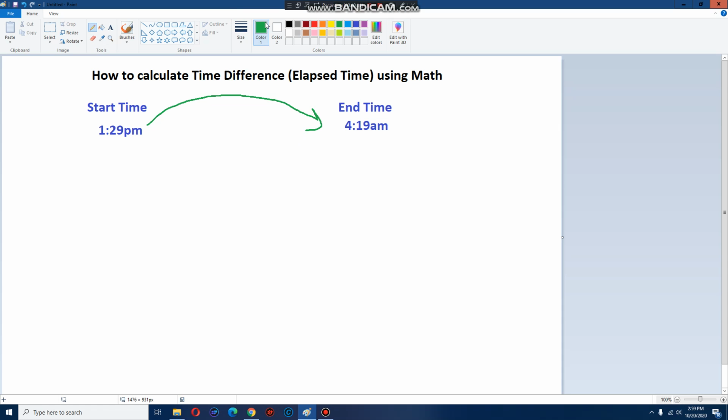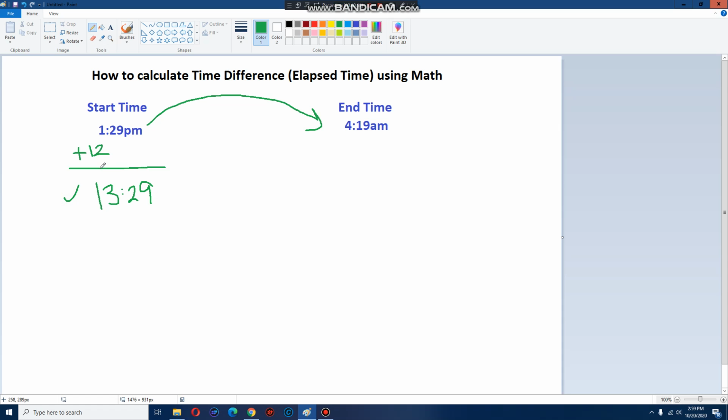So all we got to do first is look at our times. That's PM right there. Let's turn that PM time into military time. So 1:29 PM. I'm going to add a 12 to the hours, and that becomes 13:29. So that's step number one. If you got American time or US time, turn it into military time, like we did right here.